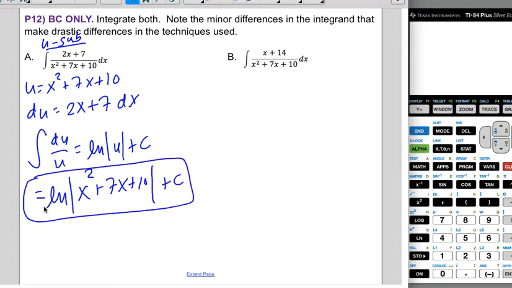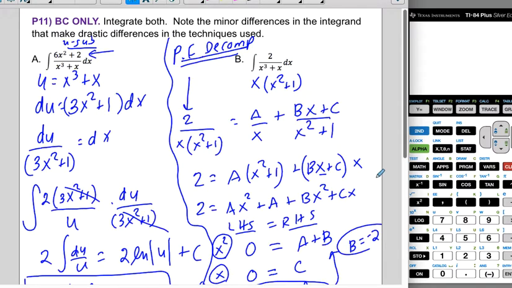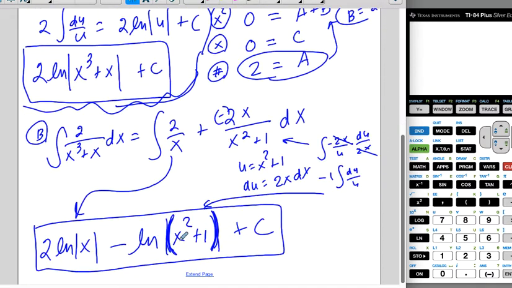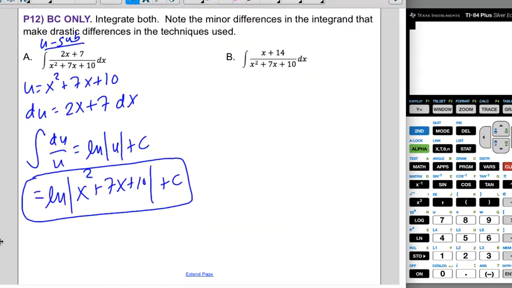And you do need the absolute value because remember, we saw in previous problems, x squared plus 1 is always positive because you can actually picture that. Here's 1. This is what x squared plus 1 looks like. It's always positive. But x squared plus 7x plus 10 is not always positive. In fact, it's got zeros at negative 2 and negative 5. So just don't be all willy-nilly about throwing out those absolute values. Keep the absolute value there unless you're sure that you don't need it.